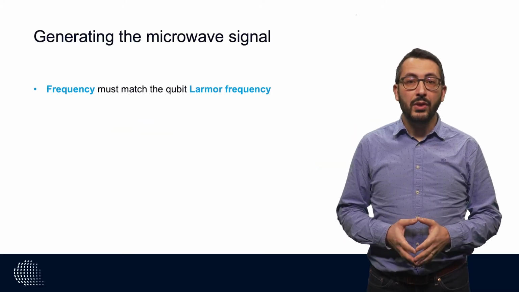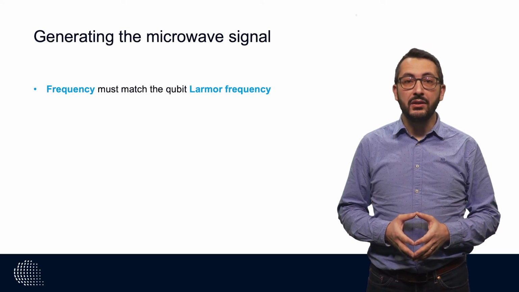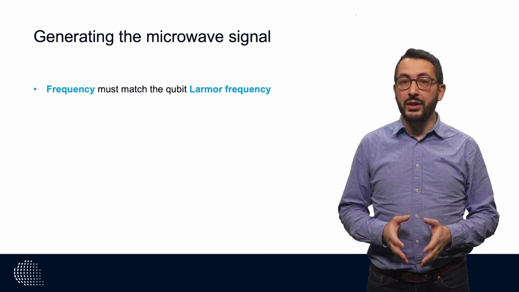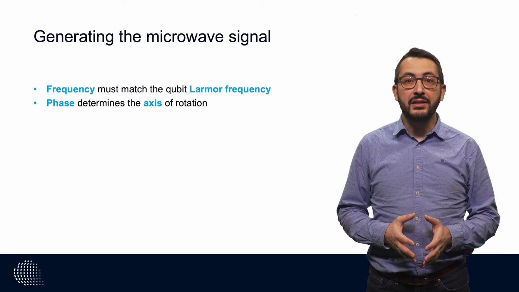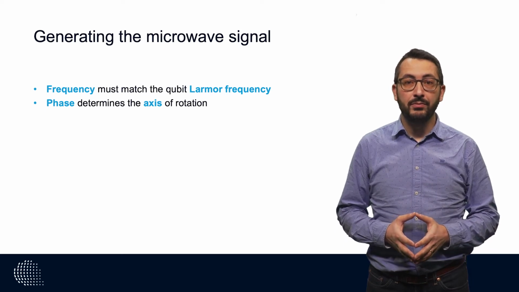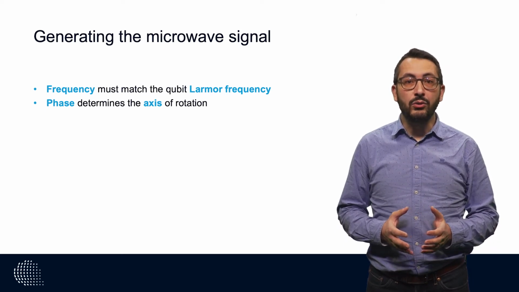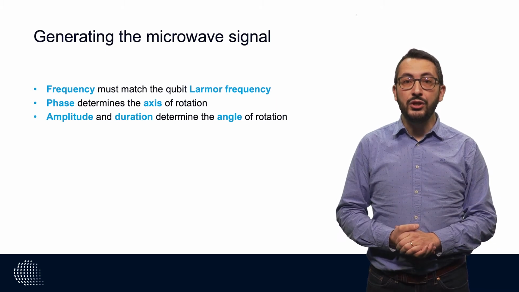To summarize, we have to generate a microwave signal with a frequency matching the qubit Larmor frequency, with the phase that determines the axis of rotation. We also have to take into account the amplitude and duration of the pulse, which determine the angle of rotation. To do so, we can do the following.